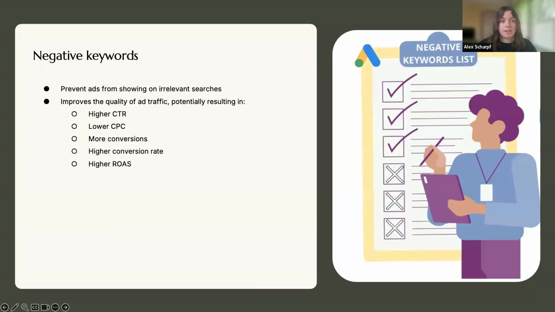So the first thing that we want to discuss, Alex did mention this, is negative keywords. Adding these negative keywords does prevent ads from showing for irrelevant searches. So this will improve the quality of your ad traffic. This could help with CTR, CPC, conversions, conversion rate, and ROAS. We have done some experimentation with negative keywords at G-commerce, and the results are a little bit mixed, but it's just good to know that this is an option. So it is something that you can always play around with.